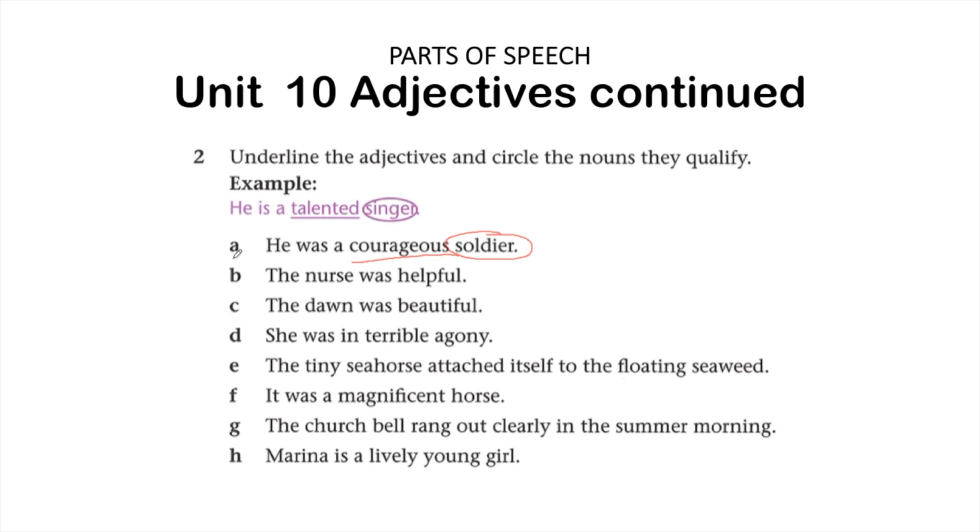If we look at this next one, it's a slightly different structure. The nurse was helpful. Well, the nurse comes first, but nurse is of course our noun, and helpful describes or qualifies the noun, therefore it's the adjective. So read through each of the sentences and be careful, some of them have more than one noun and more than one adjective.